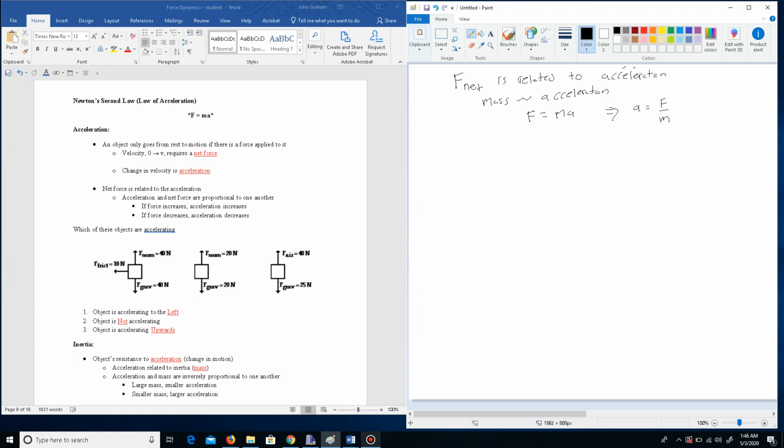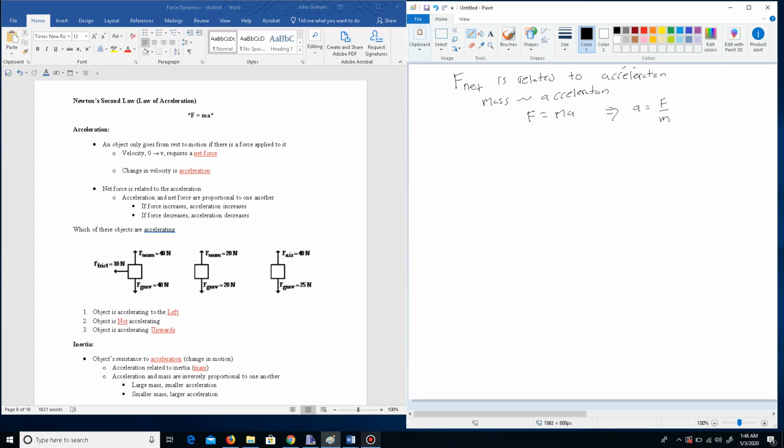An object only goes from rest to motion if there is a force applied to it. If something's sitting there, it won't start moving until there's some force that causes it to move. That means it's going from 0 to some velocity, which requires a force. That change in velocity is what we call acceleration. So for it to have an acceleration, it requires a force. The net force is related to acceleration, so acceleration and net force are proportional to one another.